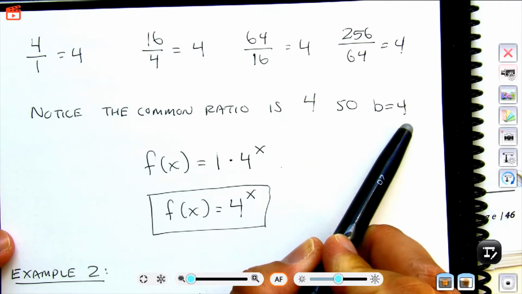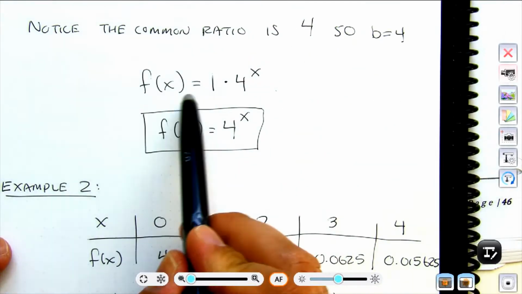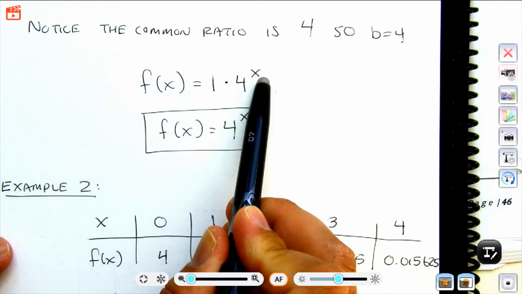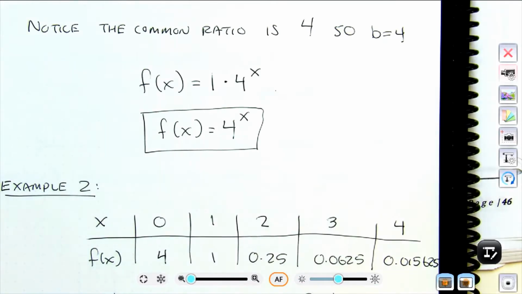Now putting this together, we have f of x is equal to 1 times 4 to the x power, which becomes f of x is equal to 4 to the x power. And we have our equation right there. Next example.